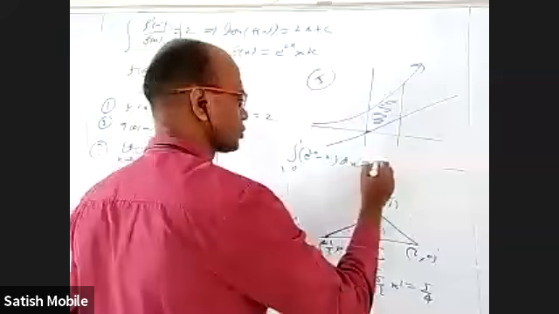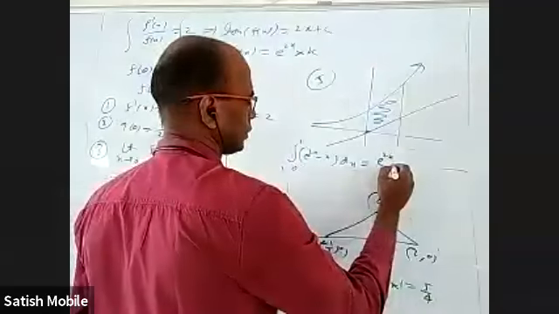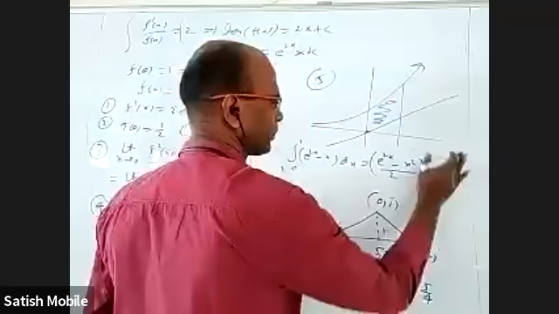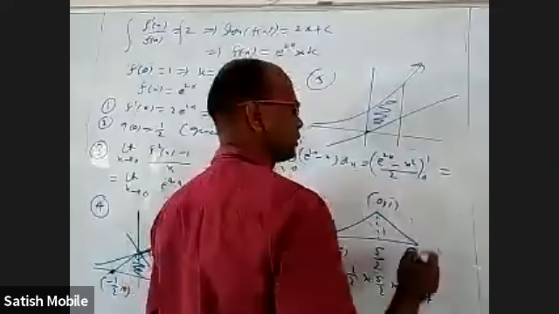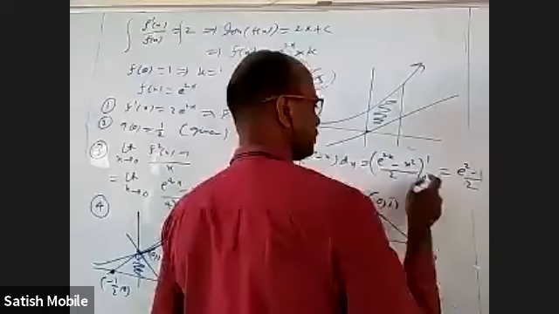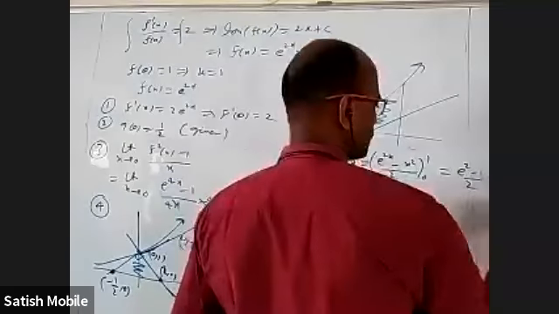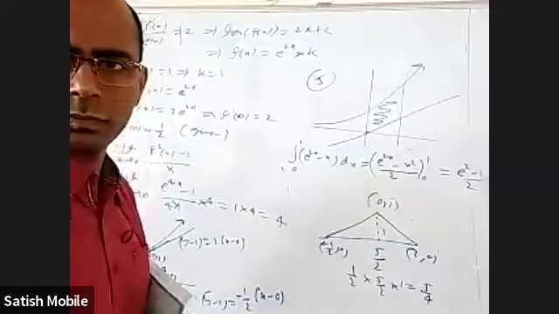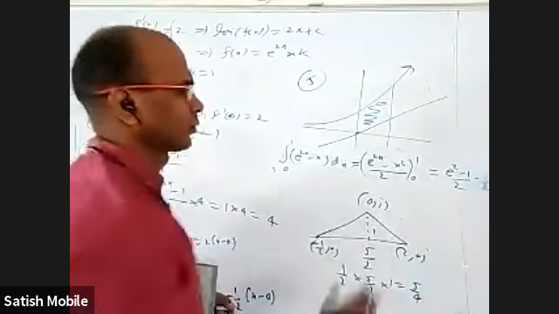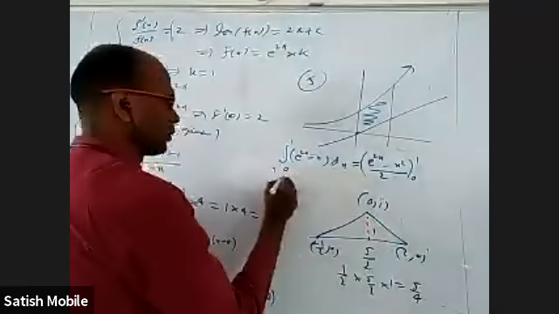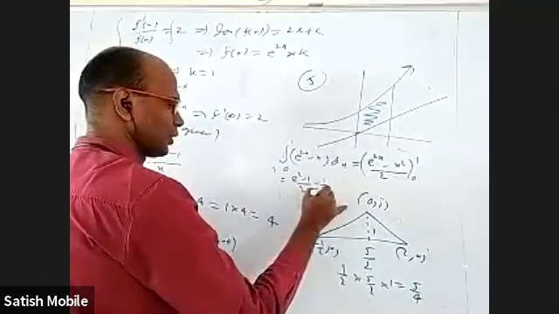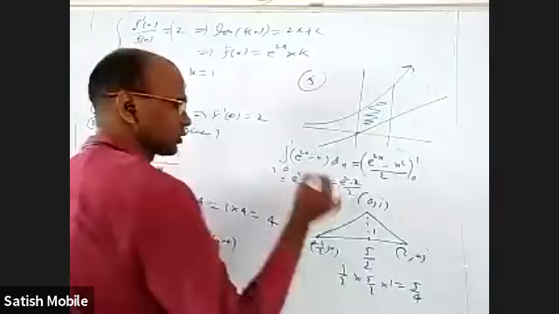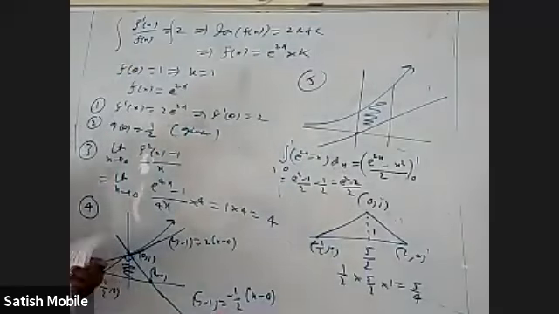That's it. Just routine question. E power 2x by 2 minus x square by 2 with 0 to 1. When I put 1, it is e square by 2 minus 1 by 2. When I put 0, it is minus another 1 by 2. It will come e square by 2 minus 1 by 2 minus 1 by 2, which is e square minus 2 by 2 or e square by 2 minus 1, whichever it is.